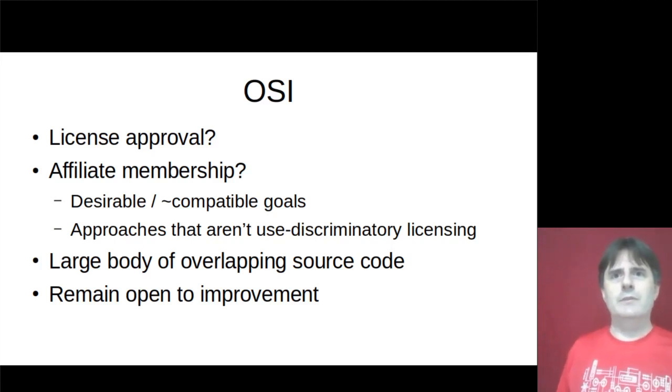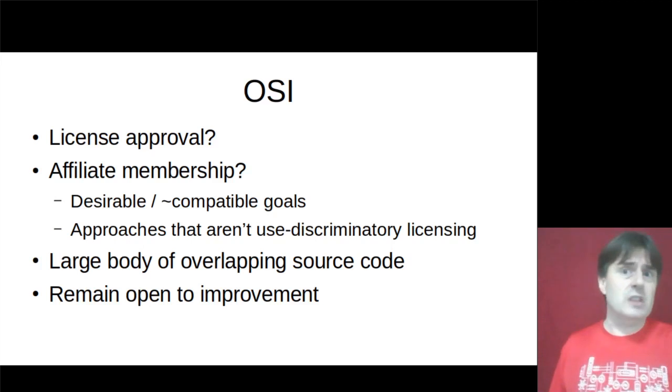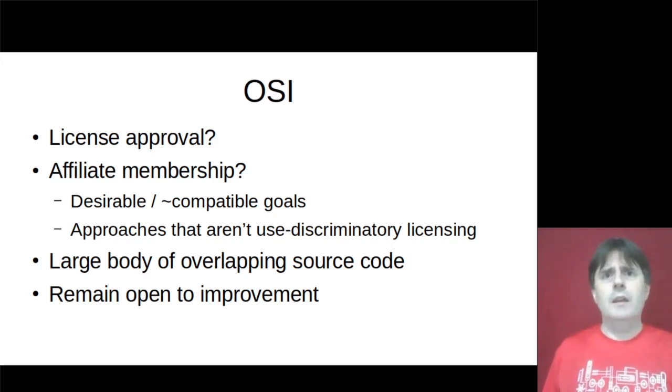License approval seems very doubtful, although never say never. This is not an exhaustive treatment. There may be ways to address the concerns that I'm raising. Affiliate membership is also problematic for the same reason. However, there is some compatibility in the goals, and most of us, I think, would consider the goals desirable. If approaches were pursued to strengthening the support of human rights by free and open source software communities that did not involve use discrimination in licensing, then I'd suggest that the scope of affiliate membership goes up fairly drastically.